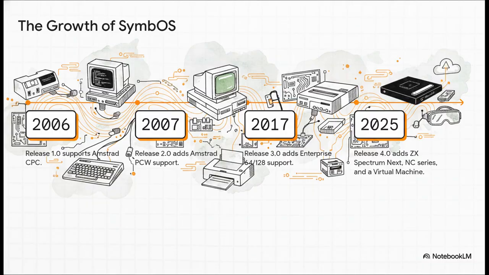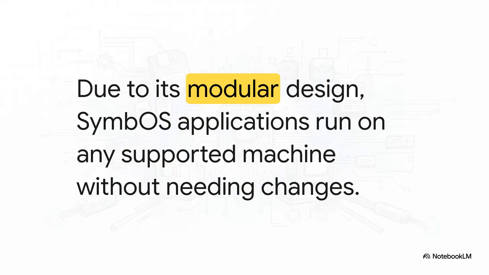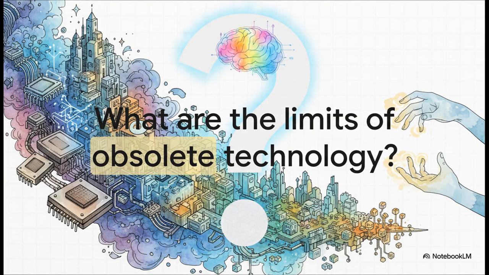And the real genius of SymbOS is its modular design. By keeping the core OS strictly separate from the hardware-specific bits, an application written for one machine can run on any supported computer without a single change. This write once, run anywhere idea, that's a monumental achievement on 8-bit hardware. So in the end, SymbOS is way more than just a piece of software. It's a real testament to human creativity, and it forces us to ask a pretty compelling question. Are the limits of technology really defined by the hardware itself, or are they just a reflection of the limits of our own imagination?